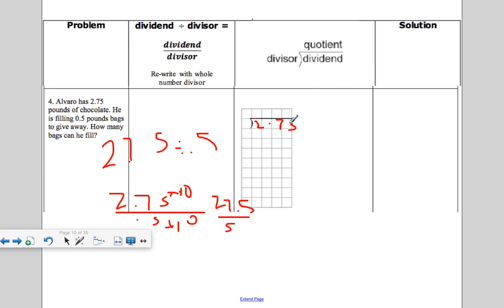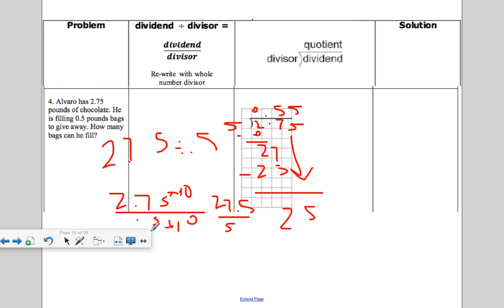27.5 is broken down into 5 groups. Can 5 go into 2? No. So I'll bring down the 7. How many groups of 5 go in 27? 5 groups. So 27 minus 25 is 2. Bring down the other 5. This one right here. How many groups of 5 go in 25? 5 times. So the answer is 55.